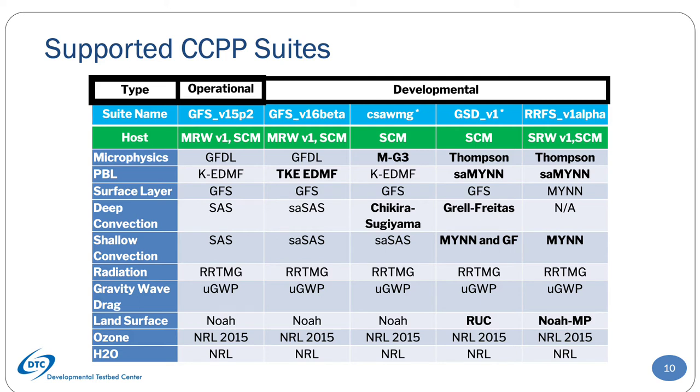The single column model can be used with all suites, while the UFS medium range weather and short range weather applications can be used with a subset of the suites. The remaining lines list the parameterizations in each suite. The schemes in bold differ from what is used in the GFS version 15.2 suite. Additional details are in the CCPP Recent Updates and Outlook recorded presentation.